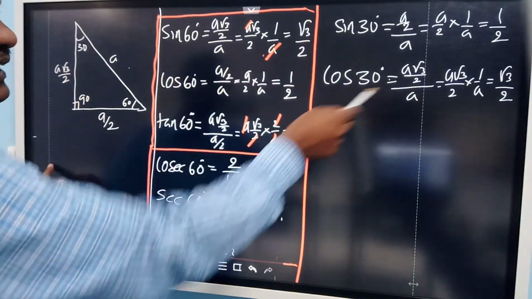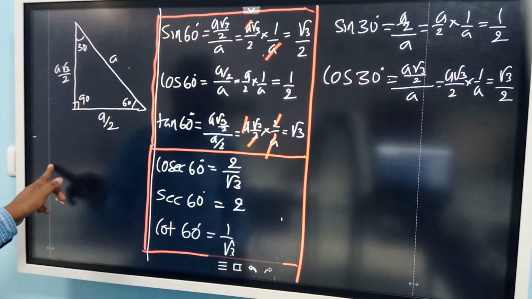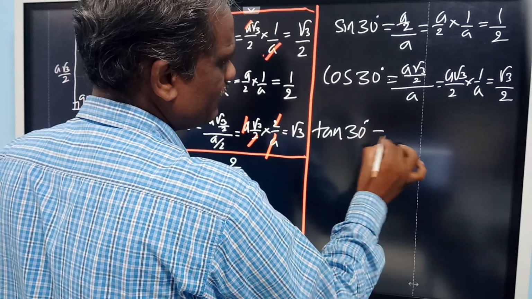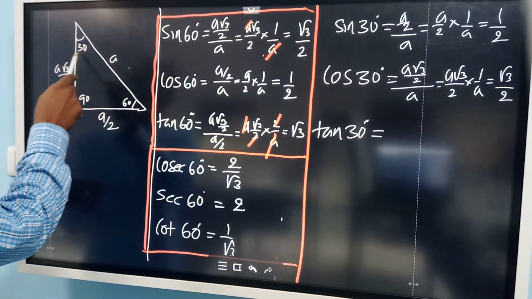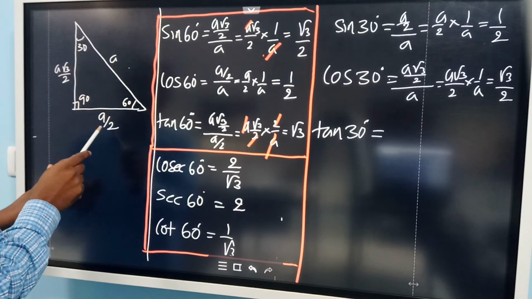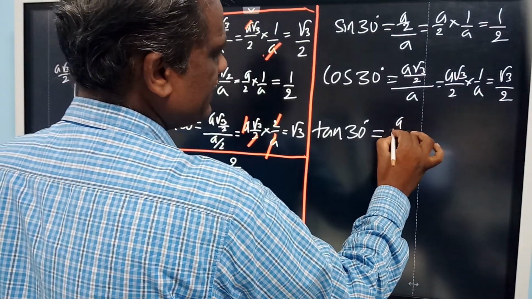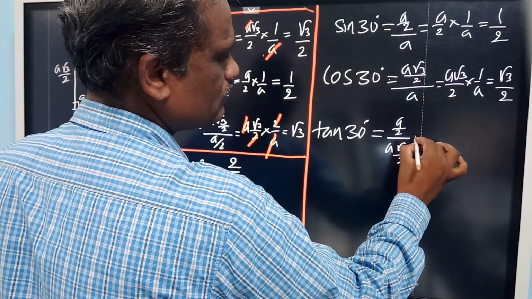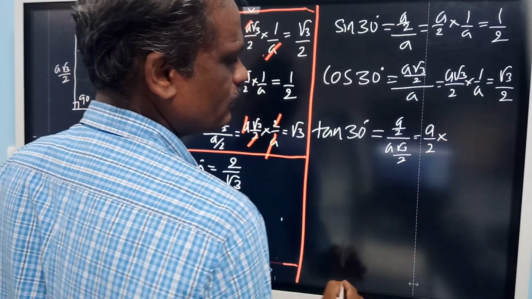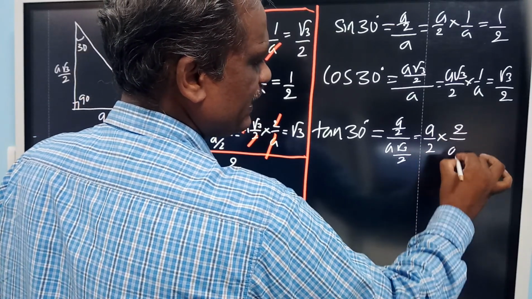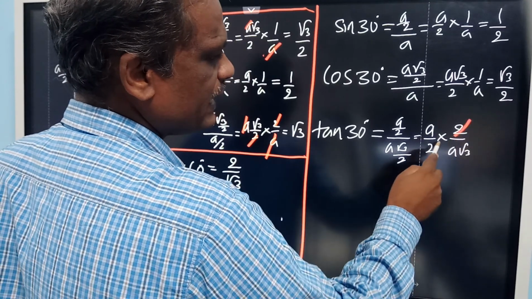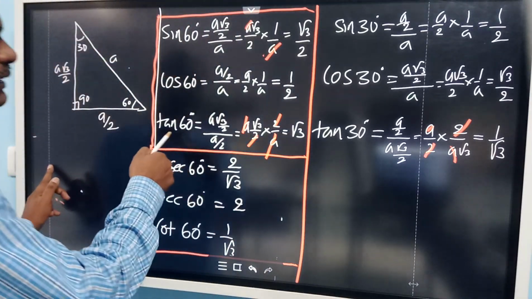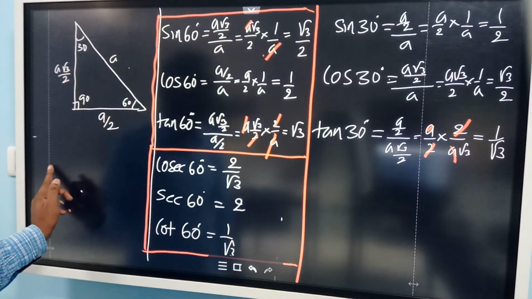So sin 60 is the same as cos 30, and cos 60 is the same as sin 30. Then tan 30: with reference to this 30 degree, the opposite side is a by 2 and the adjacent side is a root 3 by 2. Simplify this: a by 2 into 2 divided by a root 3. Here 2 cancels, a cancels, and you get 1 by root 3. See, tan 60 is root 3, tan 30 is 1 by root 3.